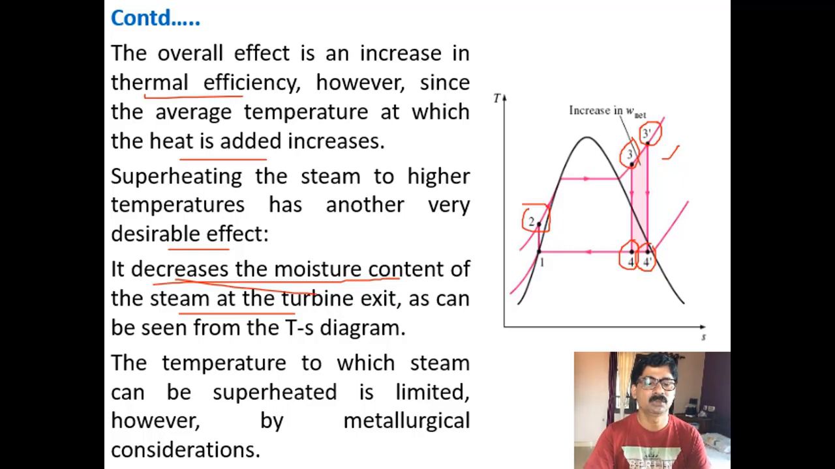The temperature to which steam can be superheated is limited by metallurgical considerations, because you should think of the material used for the turbine also. Suppose you supply the steam at very high temperature, you should know whether the material of the turbine blades, the casing or the shaft can withstand this high temperature or not. So based on these metallurgical considerations, you have to limit the temperature of the superheated steam supplied to the turbine.